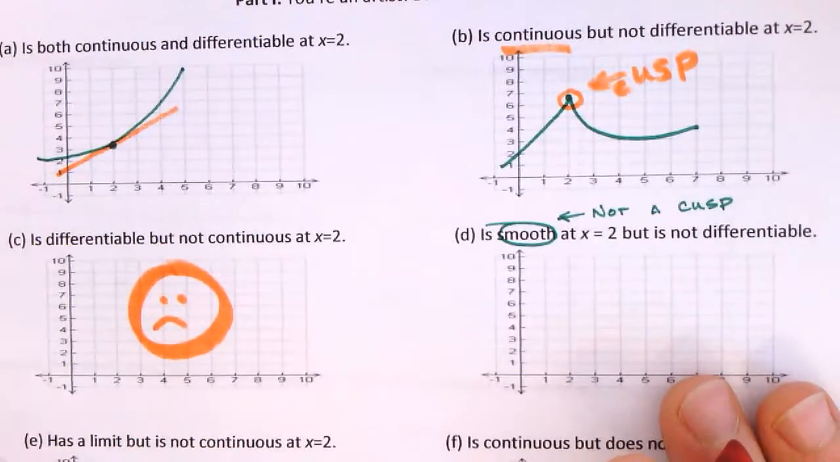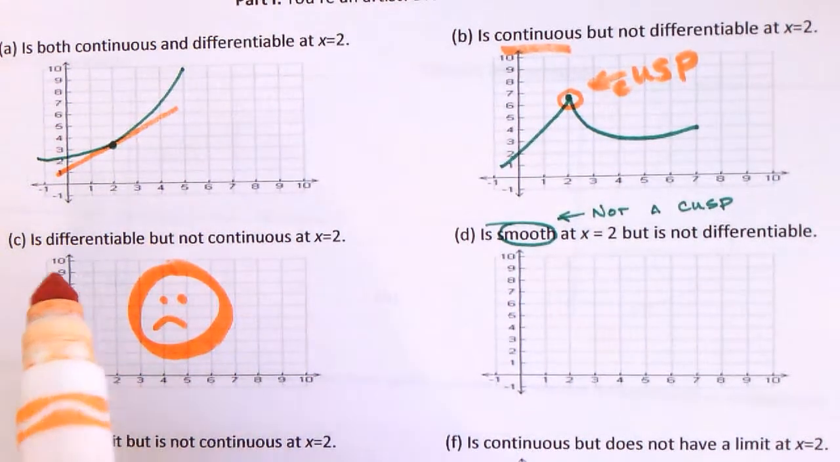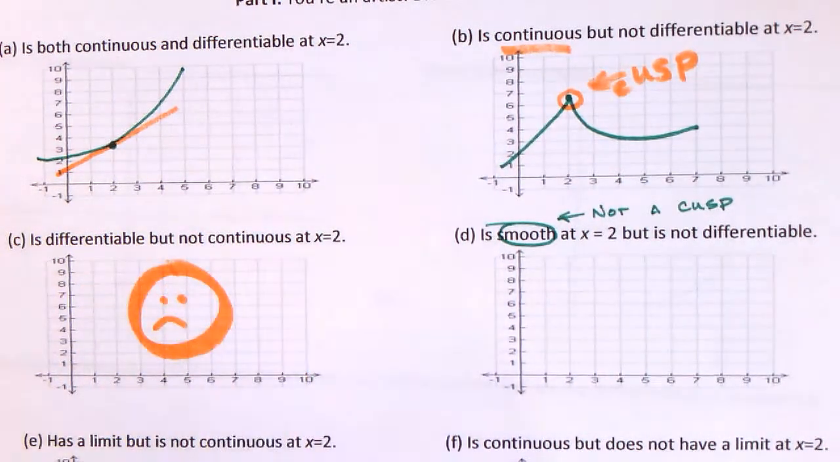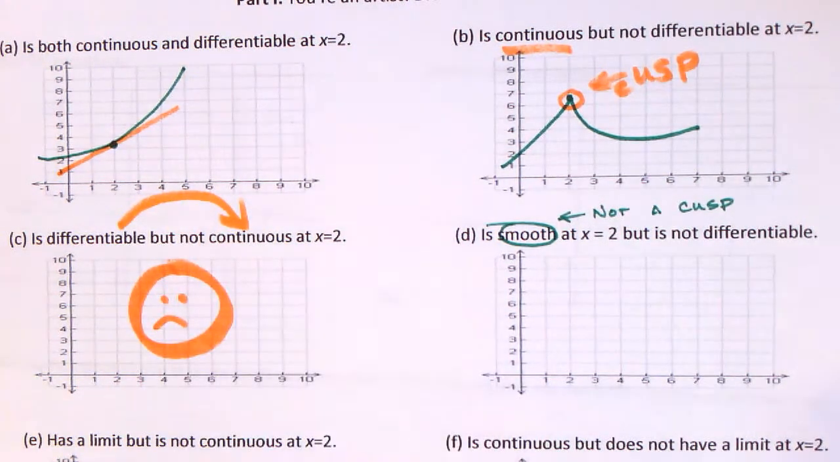Moving along, C is actually impossible. There is no way to draw a function that is differentiable, but it is not continuous. If it's differentiable, it must be continuous.